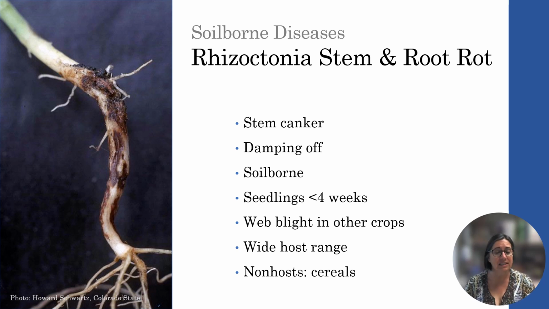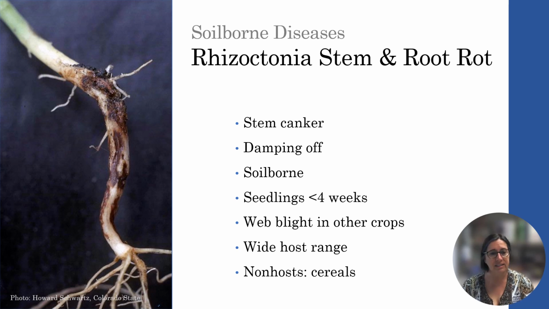The next disease, another soil-borne disease, is Rhizoctonia stem and root rot. The Rhizoctonia pathogens cause stem cankers and damping off. So here we go again, some really early season diseases. Generally, Rhizoctonia affects seedlings less than 4 weeks old.